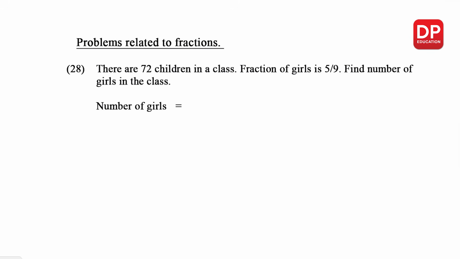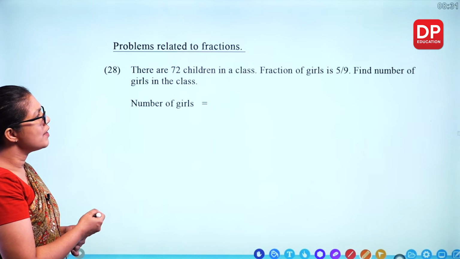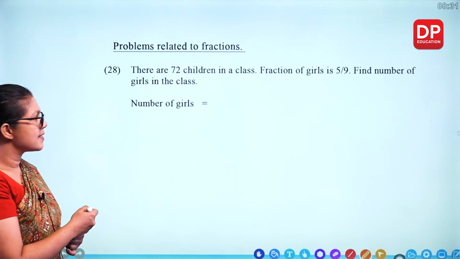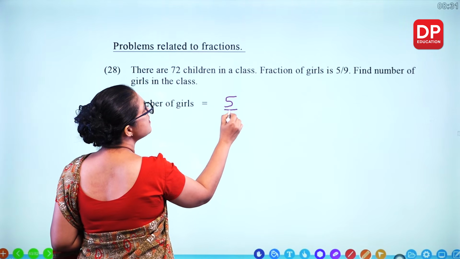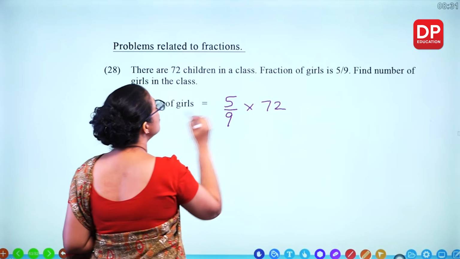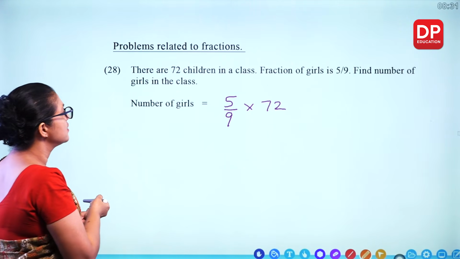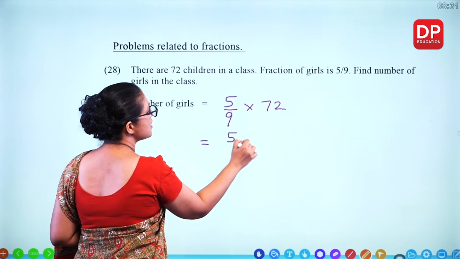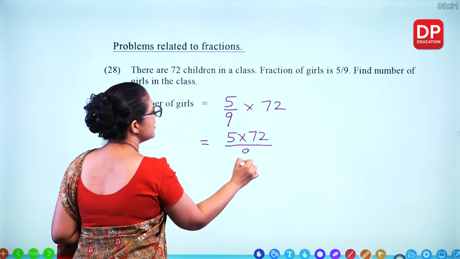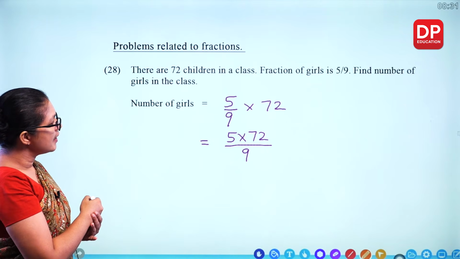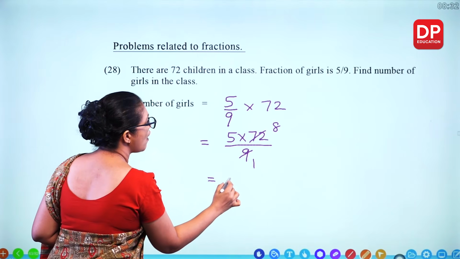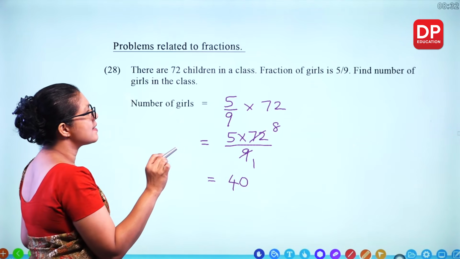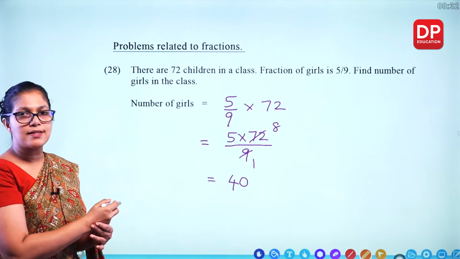Problems related to fractions. There are 72 children in a class. Fraction of girls is 5/9. Find the number of girls in the class. So how can you find? 5 ninths of 72 children are girls. So you can just multiply the numerator, and here you keep denominator 9. Can you simplify? 9 times 1, 9 times 8. So 8 times 5, 40. So 40 girls are there in the class.